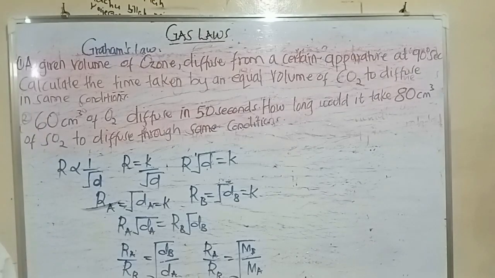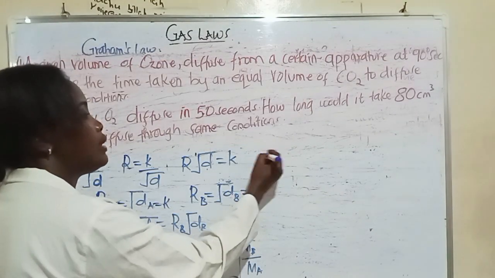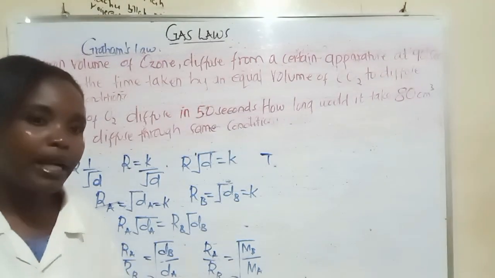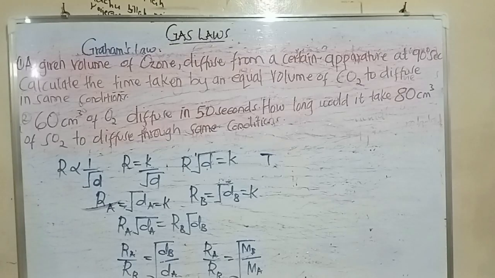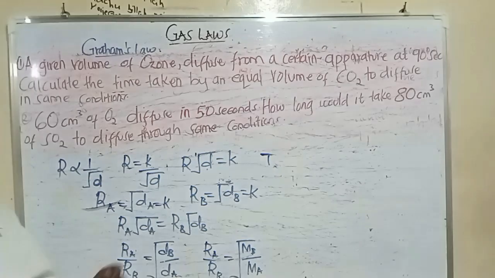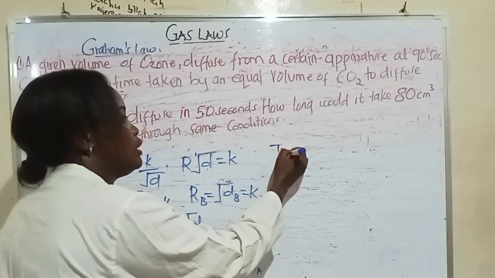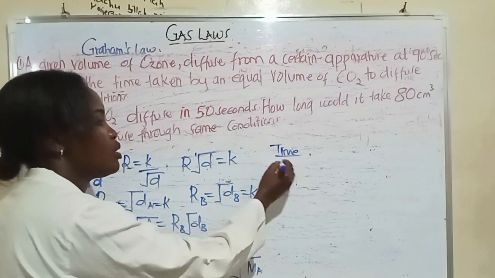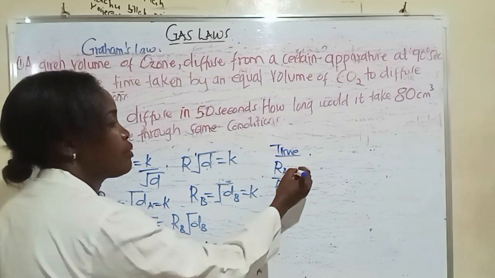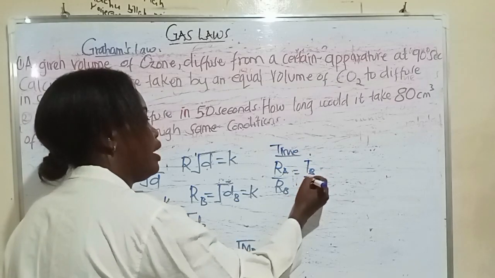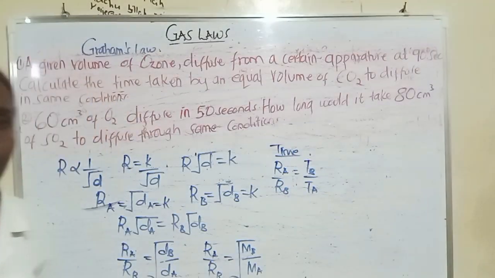Under Graham's law of diffusion, we also look at the time of diffusion of our gas. What do we say about the time of diffusion of our gas? We say that the rate of diffusion of a gas is inversely proportional to the time of diffusion of the gas. When you're talking about time of diffusion, the formula we are going to use is Ra over Rb is equal to Tb over Ta, where T is time.